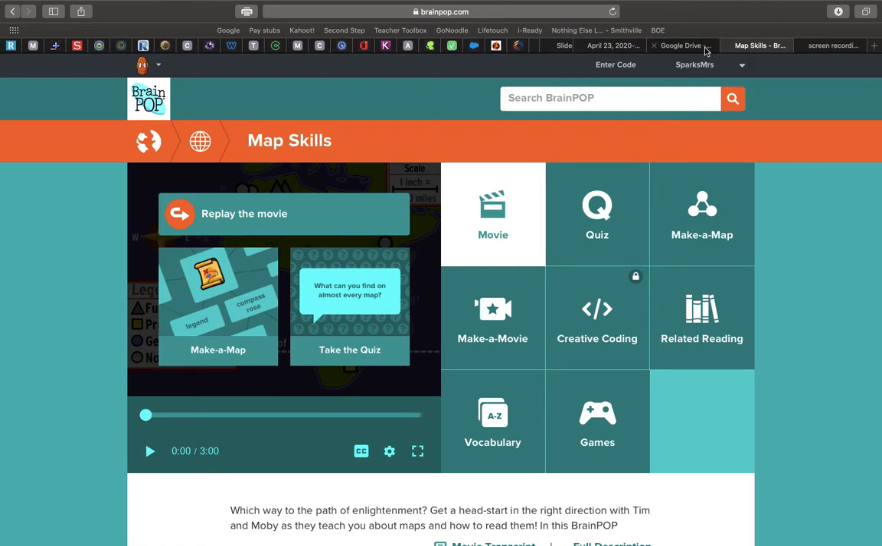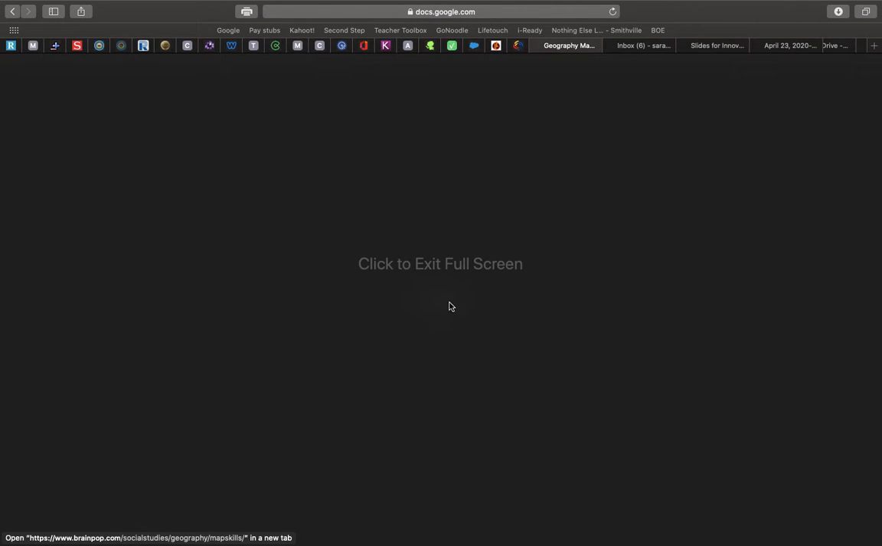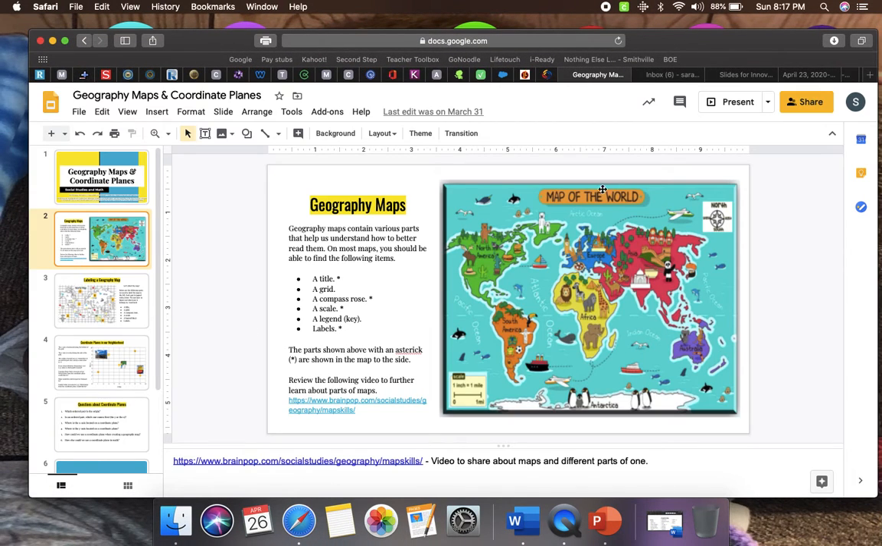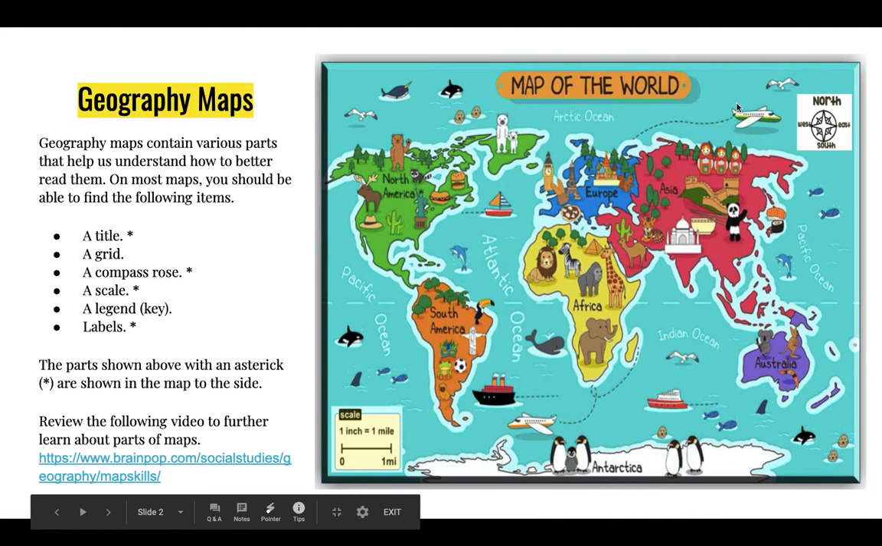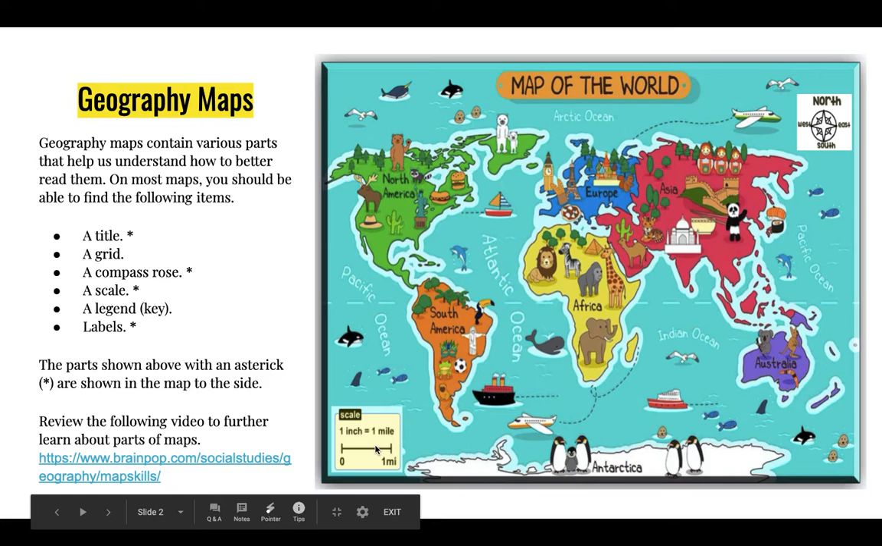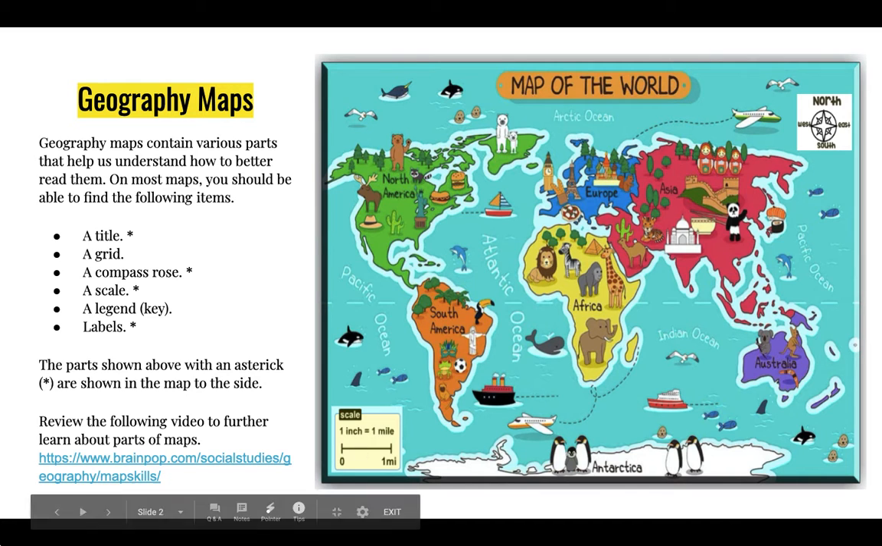Okay, perfect. That gives us another breakdown of how maps are used. Okay, let's get back to our PowerPoint. That also told you about latitude and longitude, and it broke down different things on our map, like the compass rose and the scale, and showed you different things about the map. It just gave you another idea of what a map looks like and different types of maps.